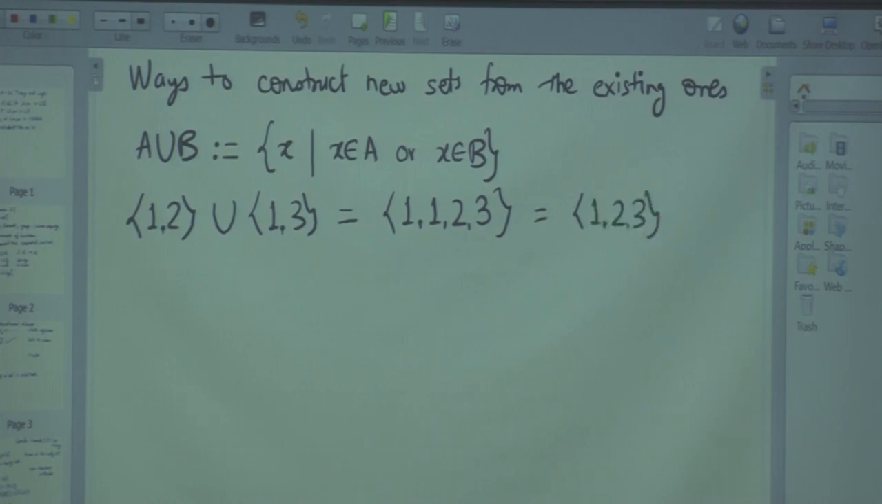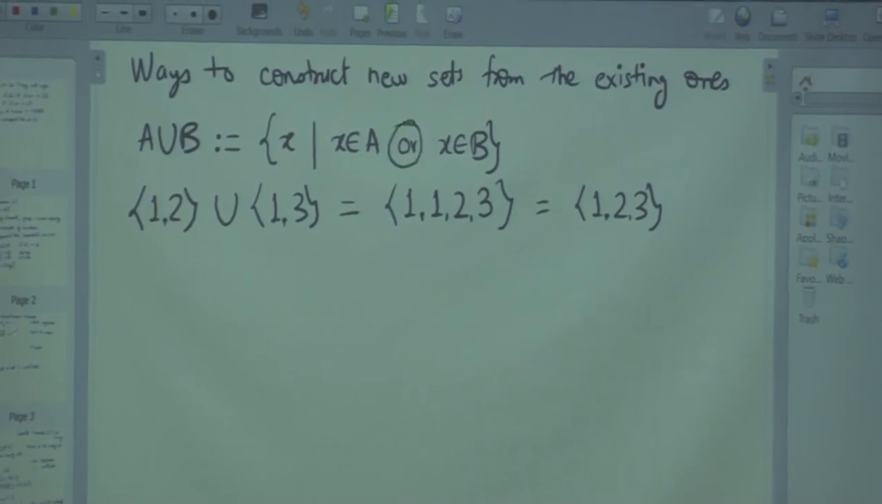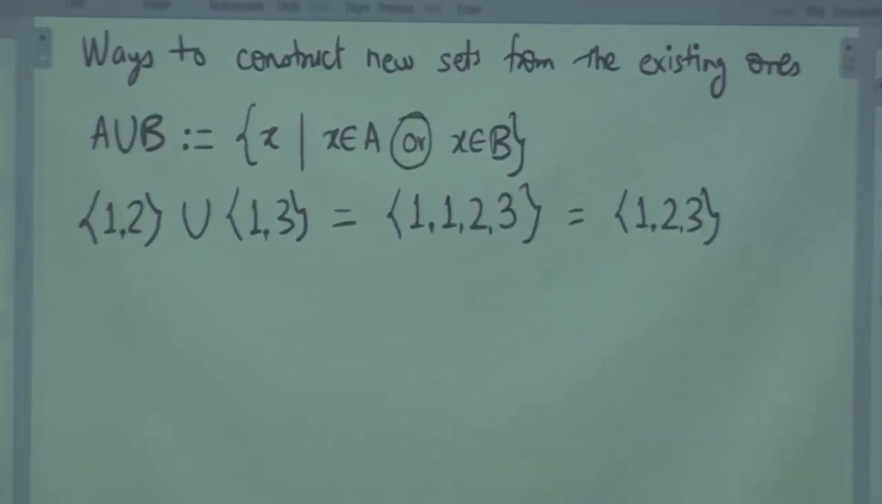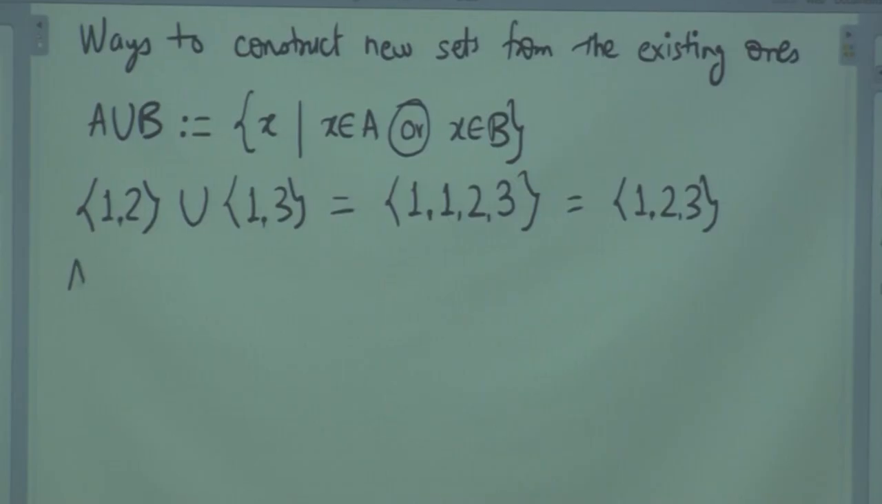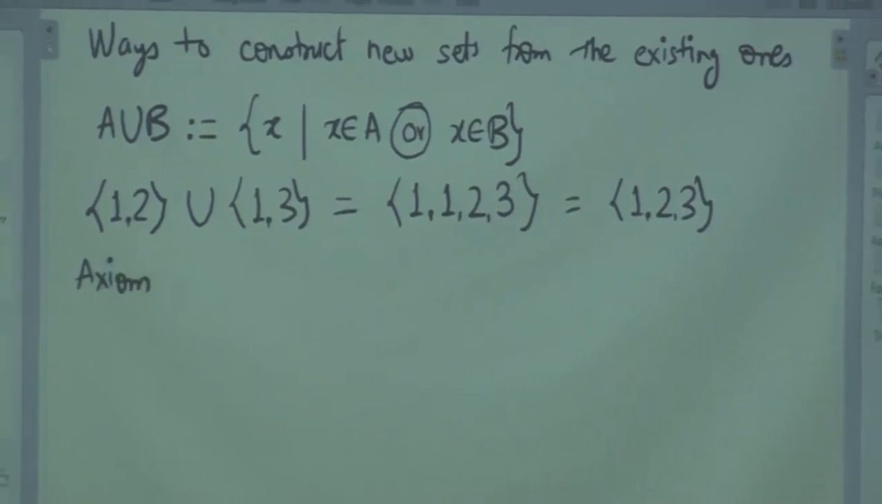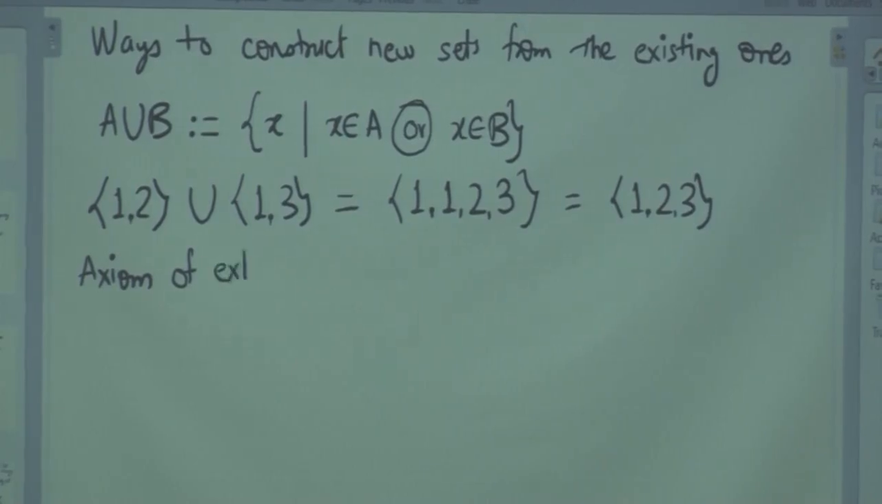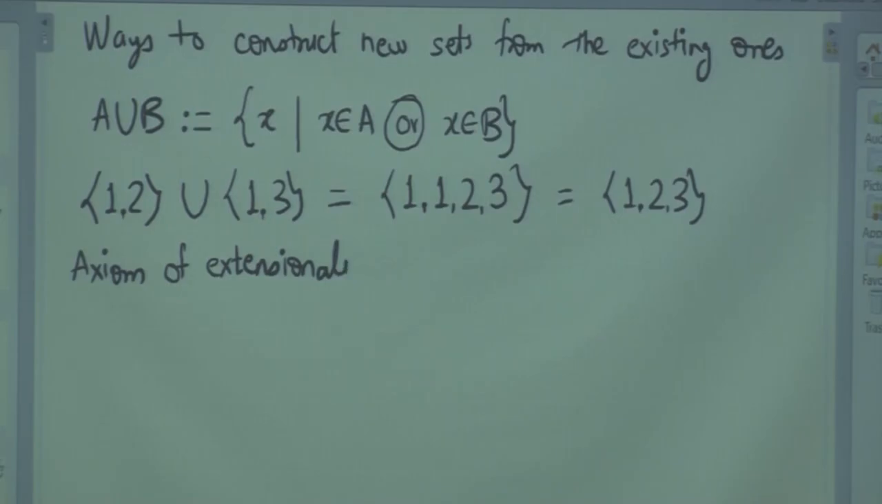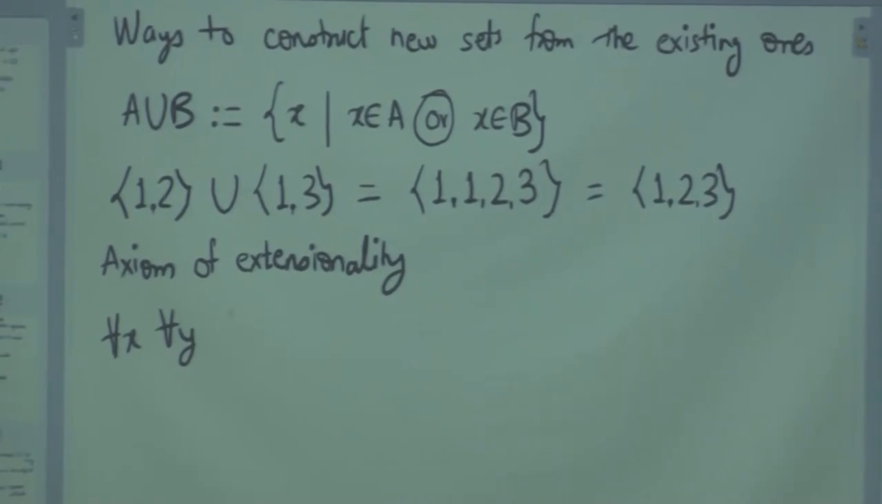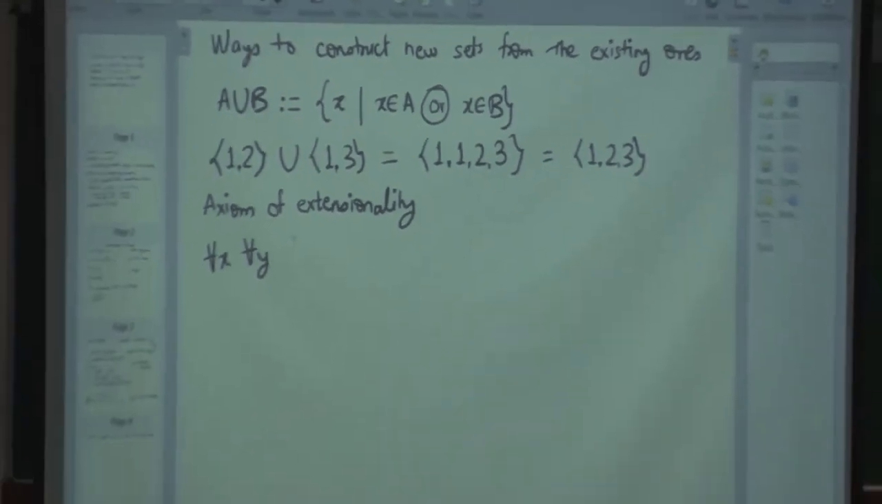So, the highlight of this is this OR, okay? And then I'm going to give you a new axiom to deal with this dilemma. It's called the axiom of extensionality. What does it say? I will write this statement down. Okay. So for all x, for all y, and for all z.